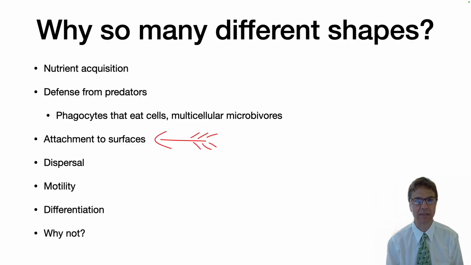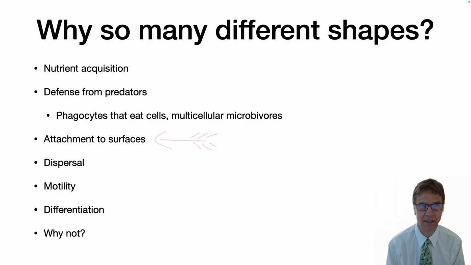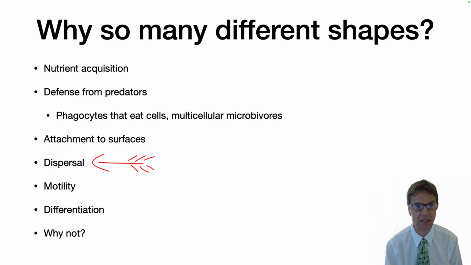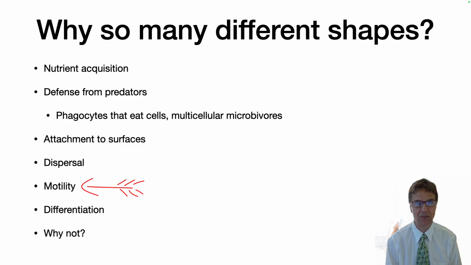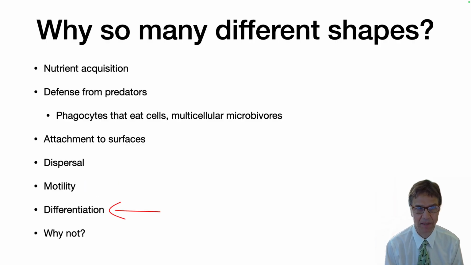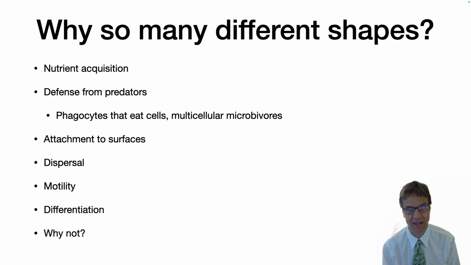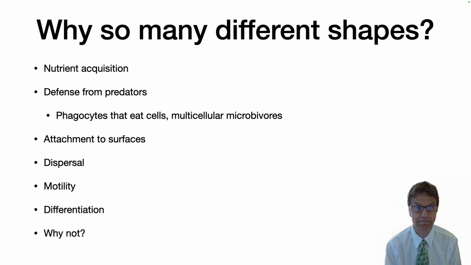You may have an appendage that helps you to attach to a surface. A cell shape may make it easier for cells to disperse and find new environments. Your shape may make it easier to move through an environment. A cell may make a spore, which has a different shape and is part of differentiation. Finally, why not? Evolution only punishes you if a trait causes an organism to be at a disadvantage. If the cell shape of the organism doesn't cause a disadvantage, then it could happen.